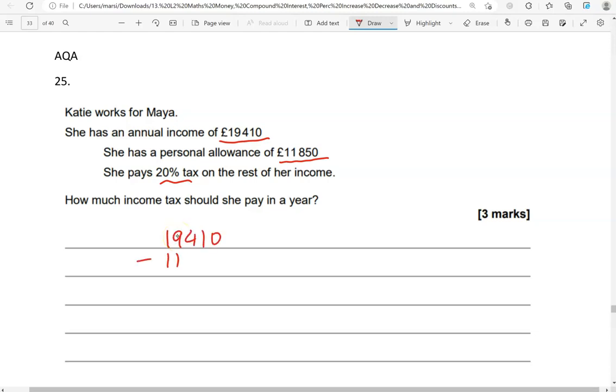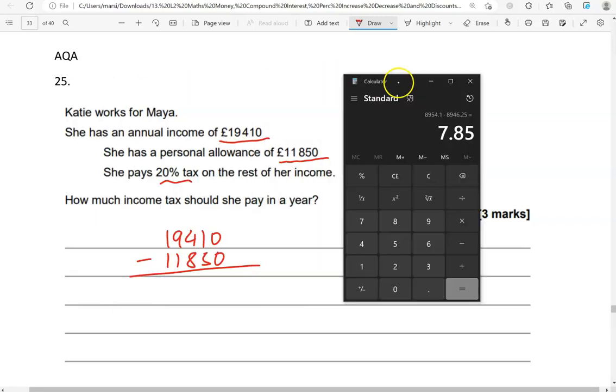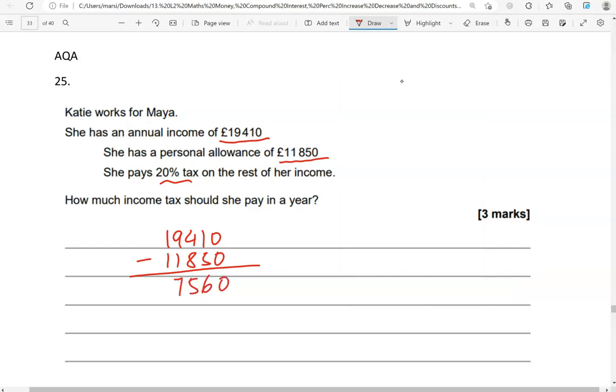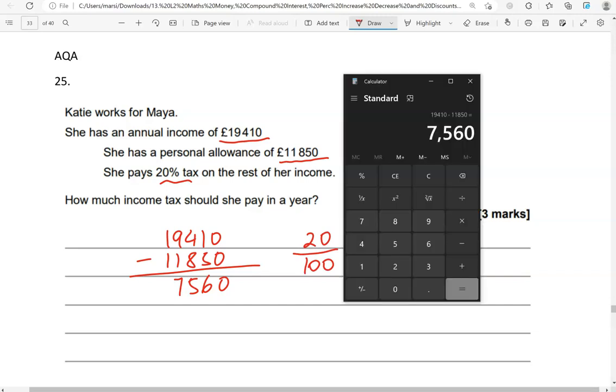So 19,410 take away 11,850 should give us the taxable income, which is 7,560 pounds. So she pays 20% of that, so that's going to be 20 out of 100 of the 7,560 pounds. So it's like multiplying the number by 0.2, which is 1,512.